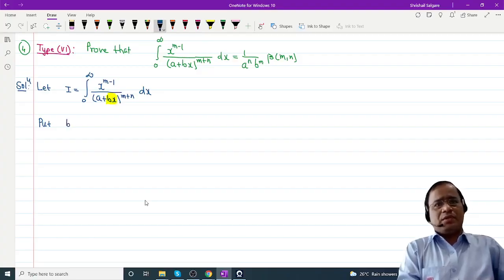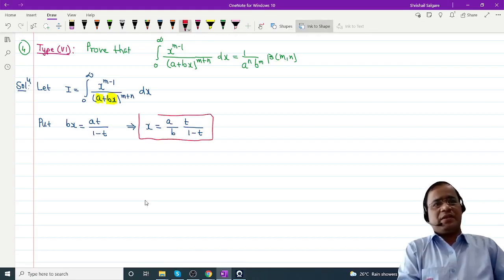So put bx is equal to a. What is a constant term here? A, that is at divided by 1 minus t. This is a way to remember the substitution, and from this you can write substitution for x. So x can be written as a divided by b into t divided by 1 minus t. Okay, so this is your substitution. Either you can use first one or the second one.